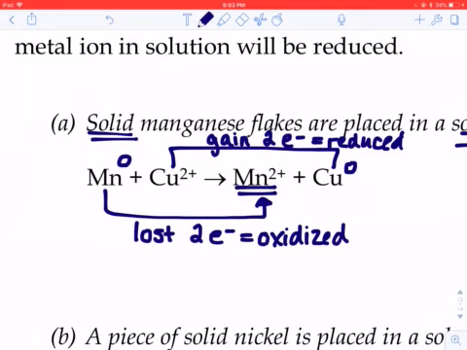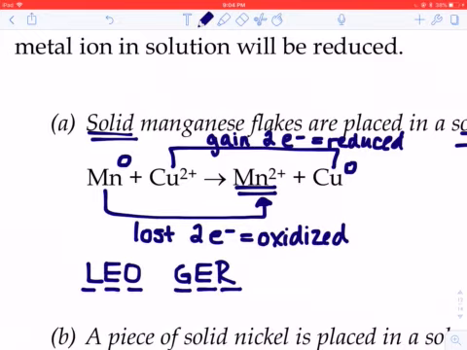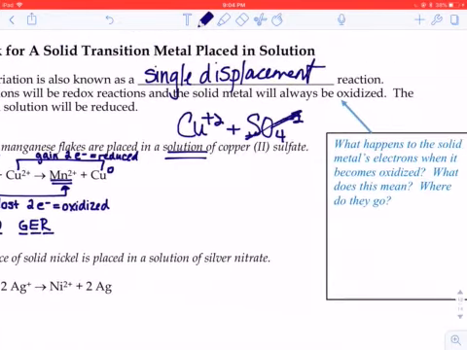If something gains electrons, we call that being reduced. You might think that's kind of funny, gaining electrons being called reduced. It's because the charge is being reduced. It used to be a positive 2, and now the charge is down to 0. There's a little gimmick there to help you remember. It's Leo the lion goes grr. And Leo stands for lose electrons oxidation. Grr, gain electrons reduction.